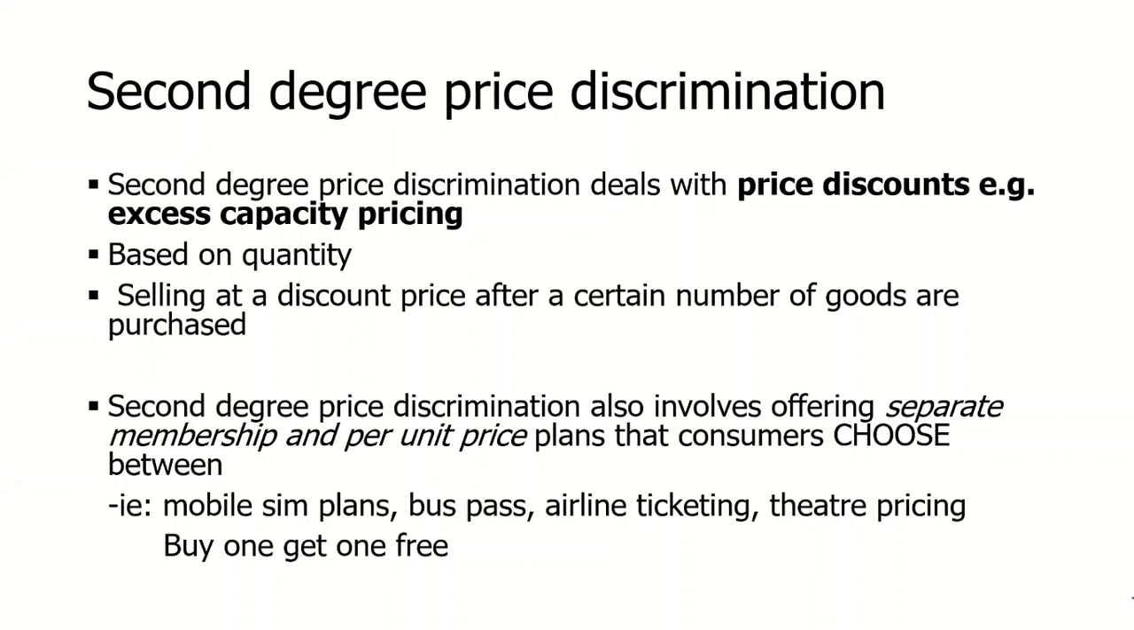Can you think of any examples? So it says excess capacity pricing, it's based on quantity. For example, selling at a discount price after a certain number of goods are purchased. So if I take an example, the airline industry, or the movie tickets or theater tickets.